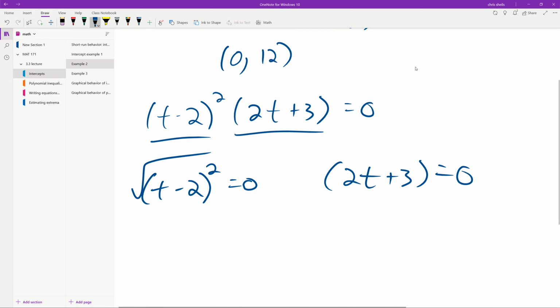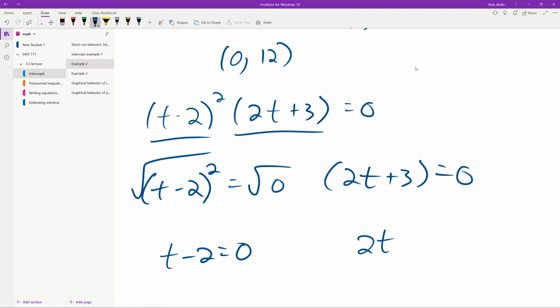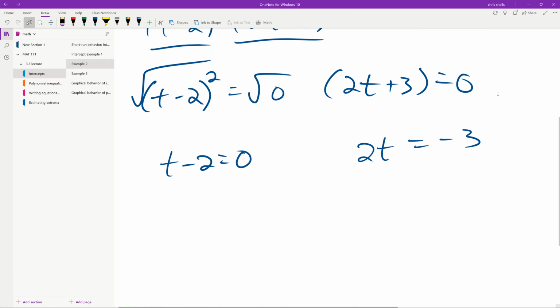Whenever I take the square root of both sides here, the square root of 0 is just 0. No need for a plus or minus because 0 doesn't have a sign attached to it. Over here, I get 2t equals negative 3. Solving for this left one, I get t equals 2. And in this right one, I get t equals negative 3 halves.